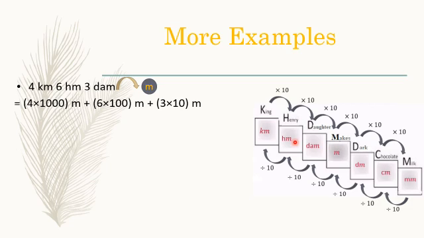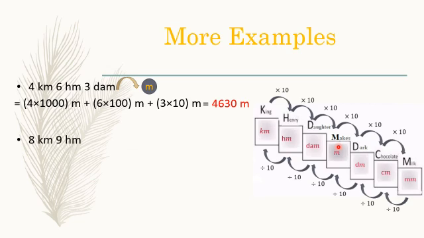6 hectometer. It's here. I have to reach meter. I have to move 1, 2 steps downward, so I multiply the 6 by 100. 3 decameter. Decameter is here. I have to move only 1 step downward to reach meter, so I multiply the 3 by 10. The total answer is equal to 4,630 meter.